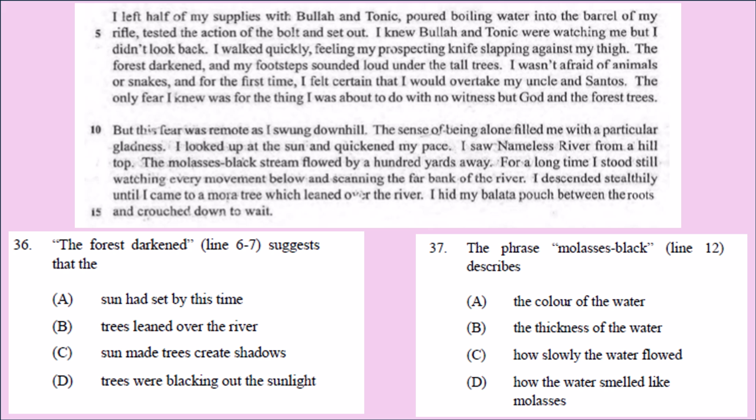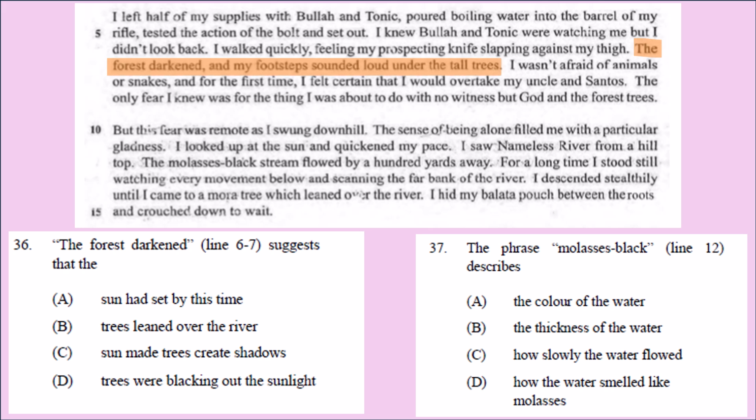Question 36. The forest darkened suggests that A. Sun had set by this time, B. Trees leaned over the river, C. Sun made trees create shadows, or D. Trees were blocking out the sunlight.